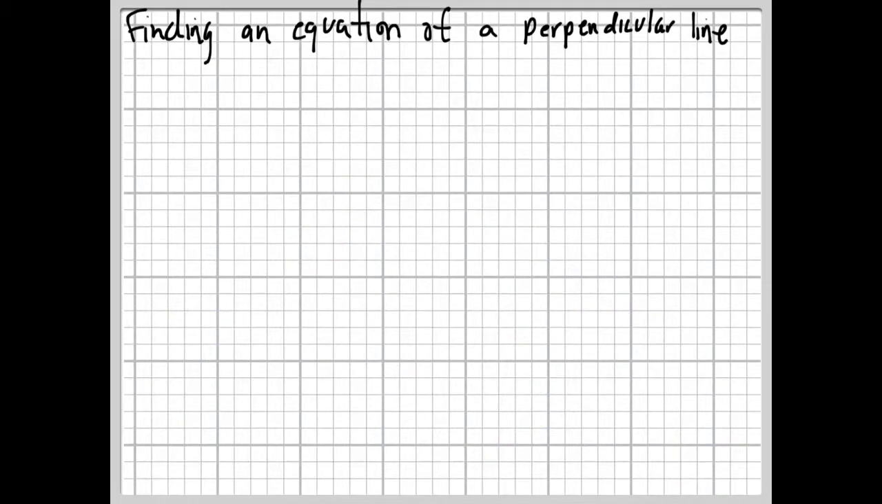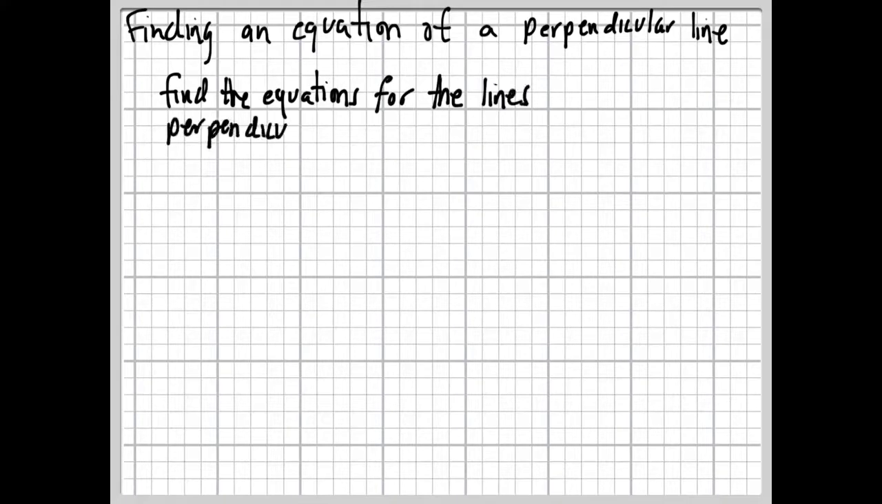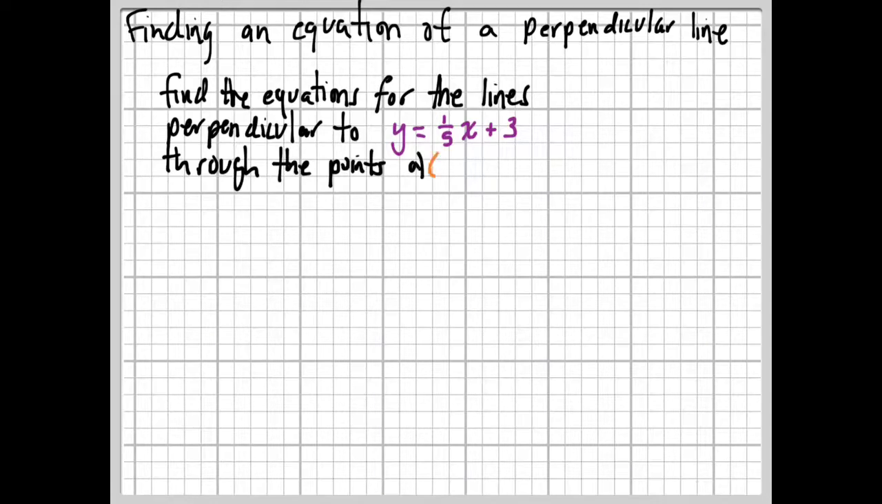Now, of course, finding an equation of a perpendicular line. So a problem very similar to the parallel ones. They'll say find an equation for a line perpendicular to a given line through a particular point, right? So we'll do the same thing. We'll do two problems here, and you can sort of see the method of the madness here. Perpendicular to y equals 1/5 x plus 3. And we'll do one line through the point 0, 2, and one line through the point negative 3, 5.